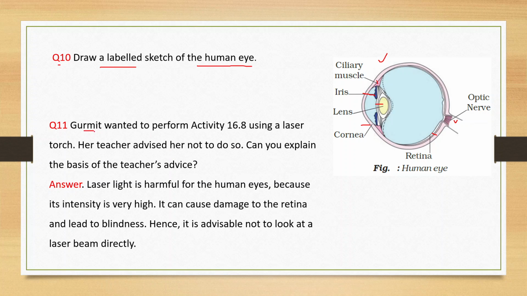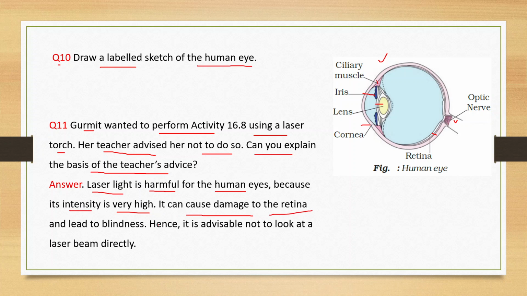Next, Gurmeet wanted to perform activity 16.8 using a laser torch. Her teacher advised her not to do so. Can you explain the basis of the teacher's advice? Answer is, laser light is harmful for the human eyes because its intensity is very high. It can cause damage to the retina and lead to blindness. Hence, it is advisable not to look at a laser beam directly.